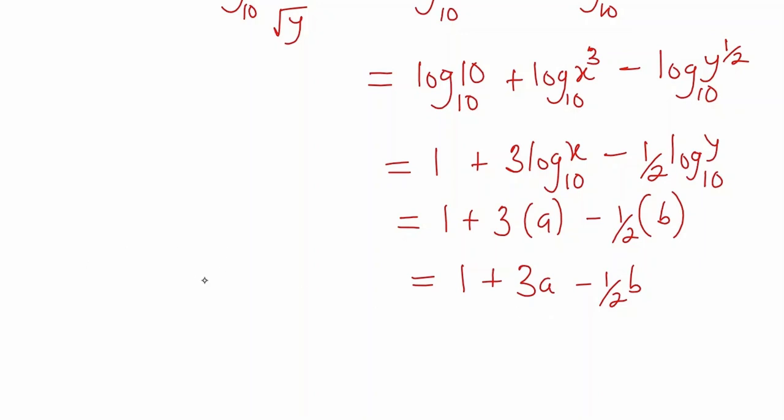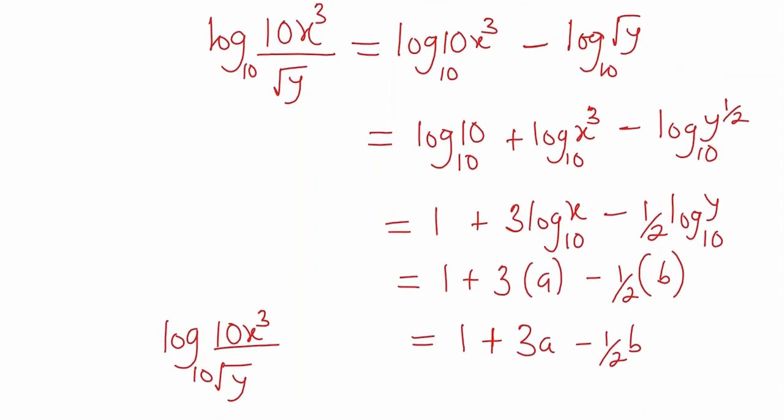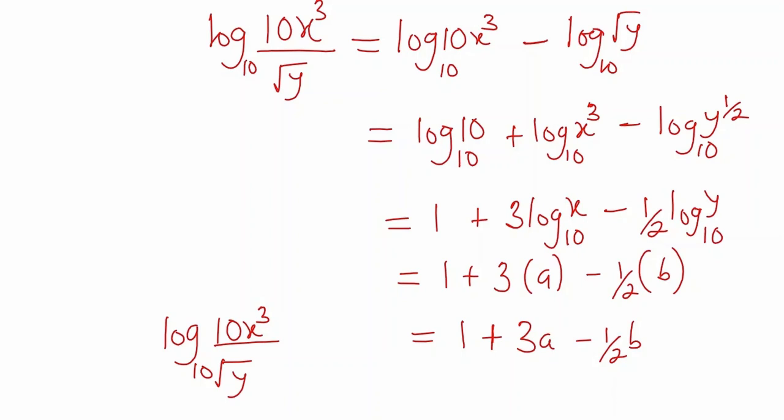So this implies that our logarithm of 10x cubed divided by the square root of y to the base 10 is equal to 1 plus 3a minus half b, and that is how we can simplify it. Now, having known this, let's try our last example for today's video.